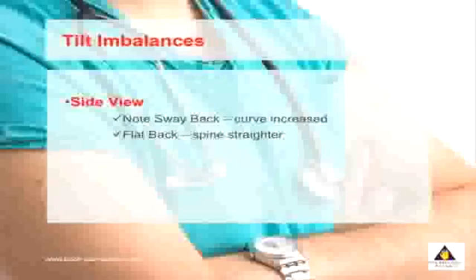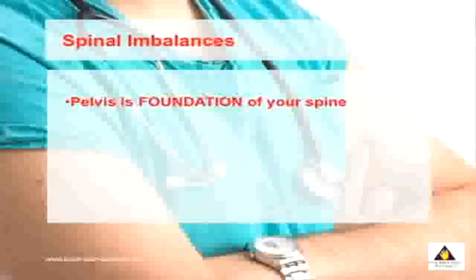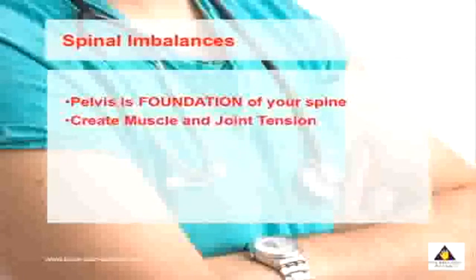You can also look at the side view of your posture, and this detects what's called a tilt type imbalance, where you can have a sway back where the curve in your low back is a lot greater, or you may have a flattened spine. It's the pelvis which is the foundation of your spine, and the imbalances centered around here can create pain throughout your spine, causing both muscle as well as joint tension.